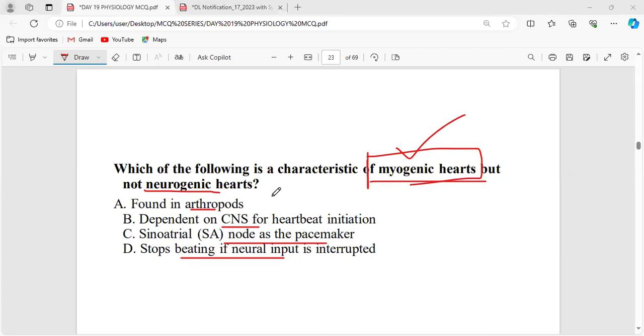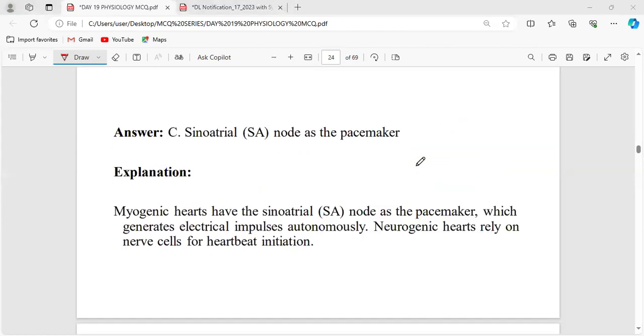See, which heart is found in the arthropods? That will be the neurogenic heart. So this is not the answer. And dependence on the CNS for heartbeat initiation, once again, is a characteristic of the neurogenic heart. And stopping beating if neural input is interrupted is again a characteristic feature of the neurogenic heart. And in the myogenic heart, who is acting as a pacemaker? The sinoatrial node acts as the pacemaker.